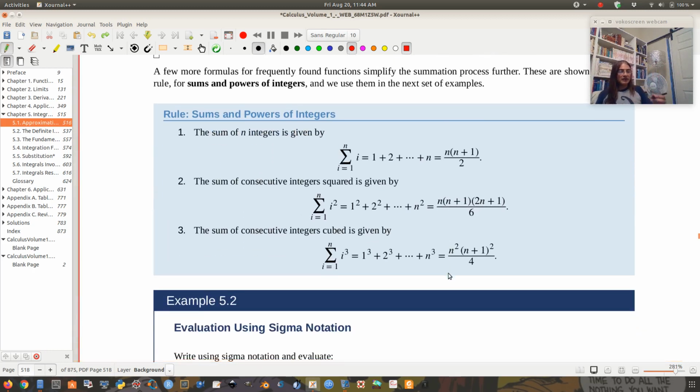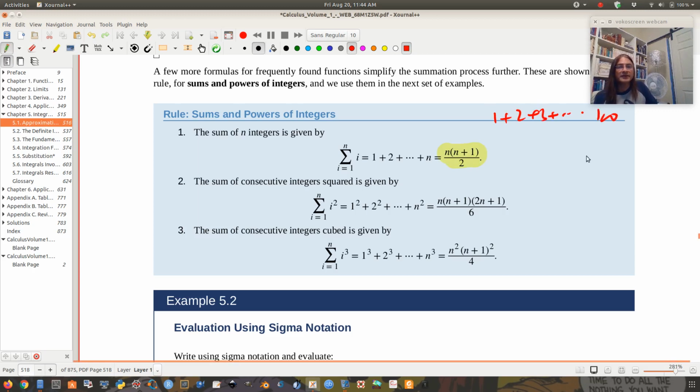Now, 3 formulas which we can prove by induction: if you add the first n numbers, the formula for that is given by n times (n plus 1) over 2. So for example, if you add 1 plus 2 plus 3 up to 100, this will be equal to 100 times 101 over 2.